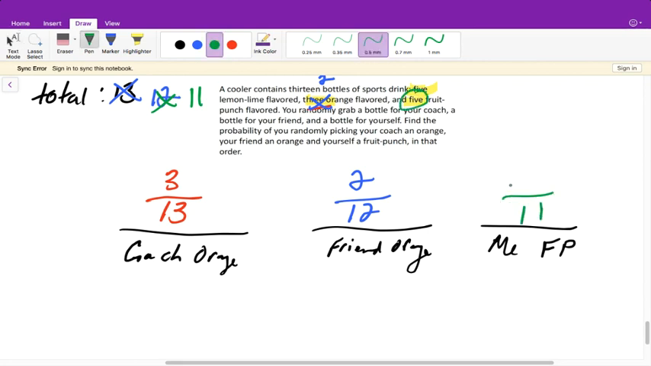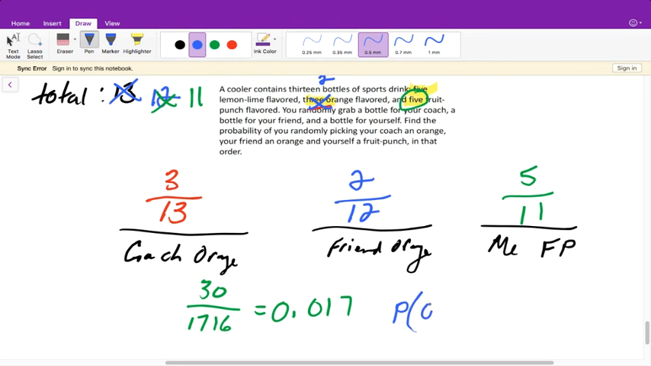Well, there's 5 total fruit punch, so we will just go ahead and multiply these. So 13 times 12 times 11 is going to give me 1,716. And then 3 times 2 times 5 is going to give me 30. And 30 divided by 1,716 is equal to 0.017. So then the probability of getting, I'm just going to put the abbreviation, orange, fruit punch is equal to 1.7%.